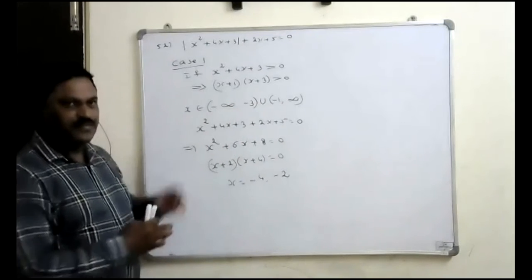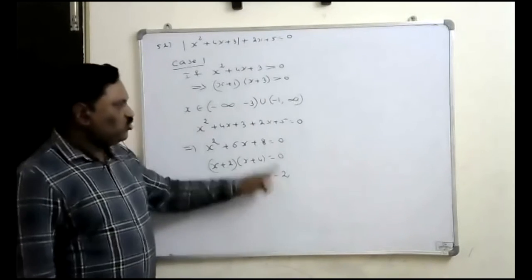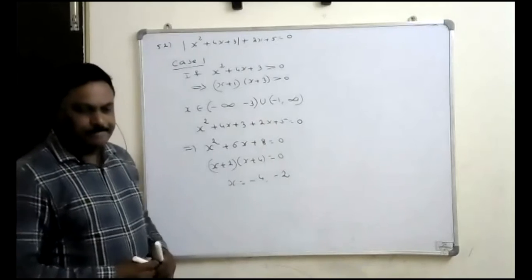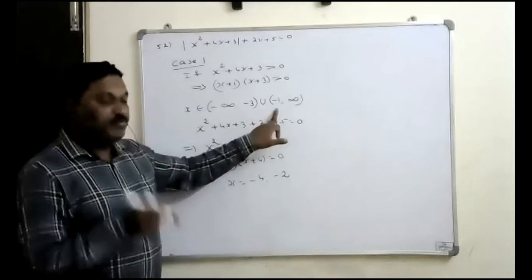So it lies within the interval, minus 4 lies in it. What about minus 2? No. Minus 2 is going to lie in between minus 3 and minus 1, so it does not lie in the interval.